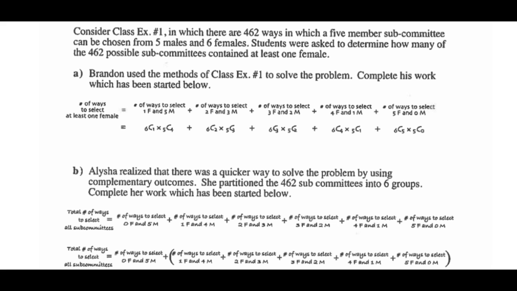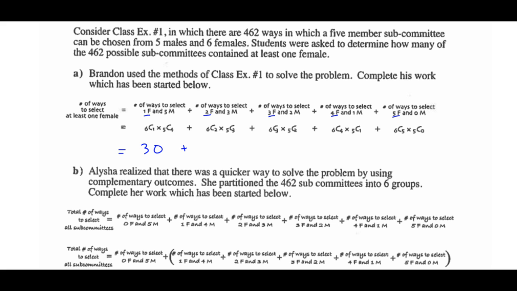So he said you could have 1 female and 5 males, or we could have 2 females, 3 males, or 3 females and 2 males, 4 females and 1 male, or finally 5 females and no males. So he goes through all these situations. 6 choose 1 for females, 5 choose 4 for males, and so on and so on. He wants us to complete this work. So 6 choose 1 times 5 choose 4. Well, 6 choose 1 is 6, and 5 choose 4 is 5. So I'll just multiply those out. 6 times 5 is 30.